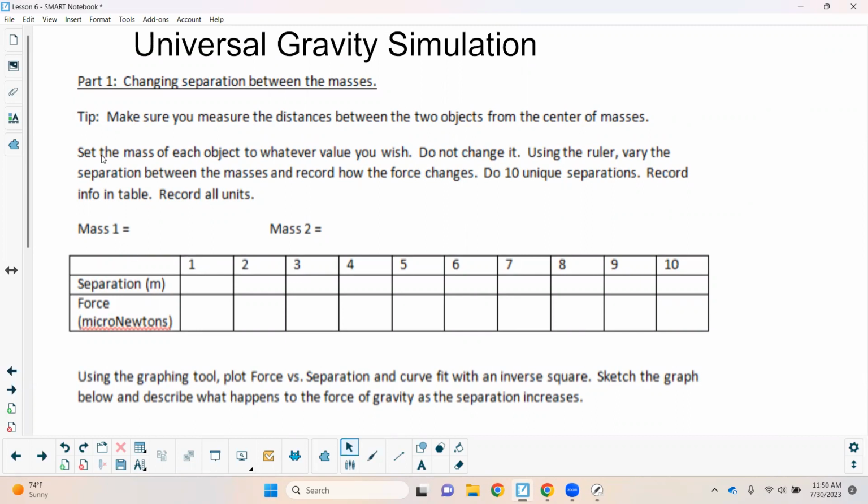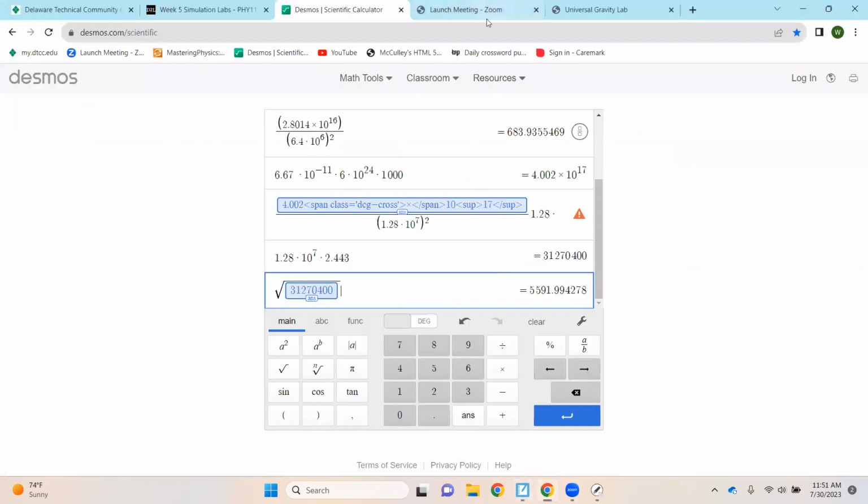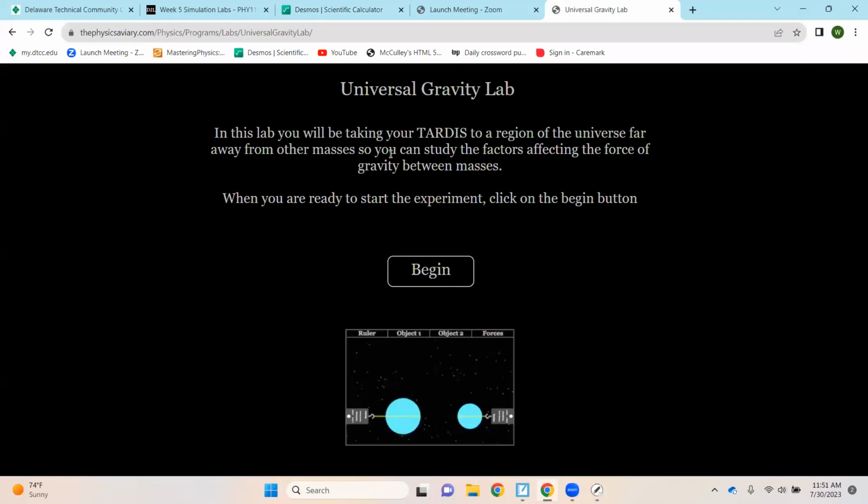It says set up the mass of each object, whatever you wish, and do not change it. Use the ruler, vary the separation between the masses and record how these forces change. It says do 10 unique separations and record the info in a table. The only thing that's a little weird is micronewtons, so don't worry about it too much. As long as you get a consistent constant, it's okay. So I'm going to jump to the Universal Gravity Lab. There it is. So you're going to go to this.